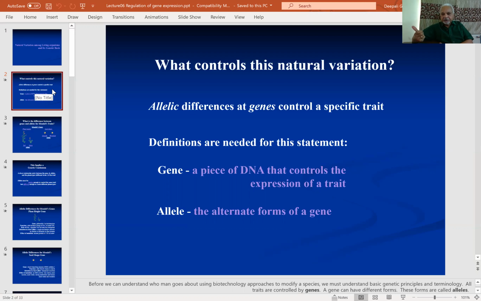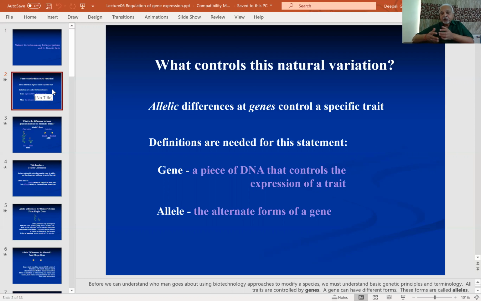So gene and trait, and then what is allele? Allele is basically the alternative form of a gene. It means a gene exists in more than one form, or at least in two forms. So it has two alternatives. It can have one kind of trait, and if there is another form present, it will have another kind of trait. Okay, so that's how the natural variation existing in nature could be explained.